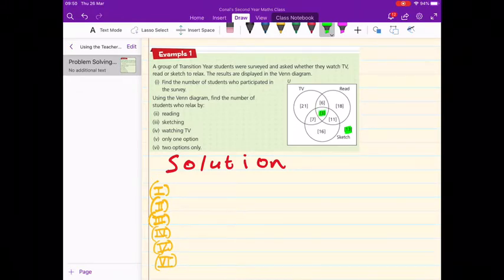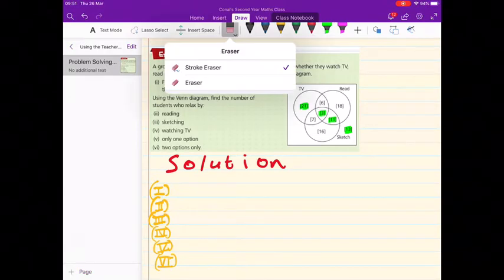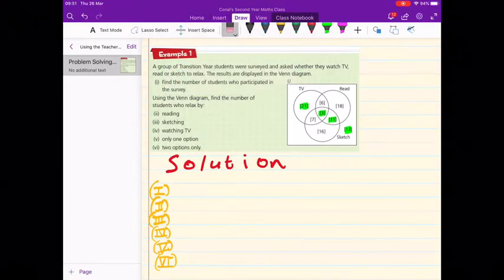Then, for example, here we have 3 students who do all 3 to relax. And another, for example, here we have 21 students who only watch TV to relax. They don't also sketch and they don't also read. Then in here with the 11, we have 11 students who read and sketch to relax, but don't watch TV to relax.